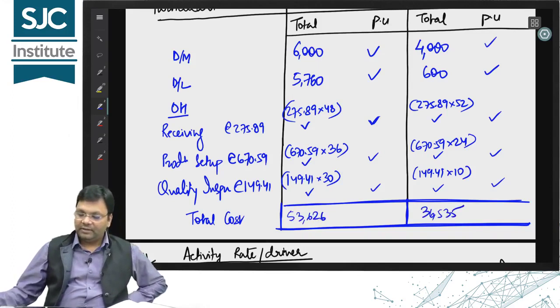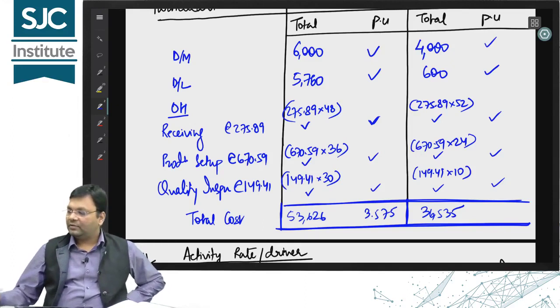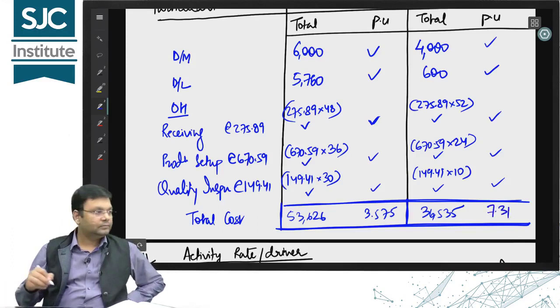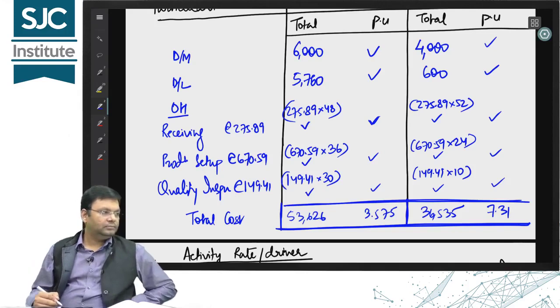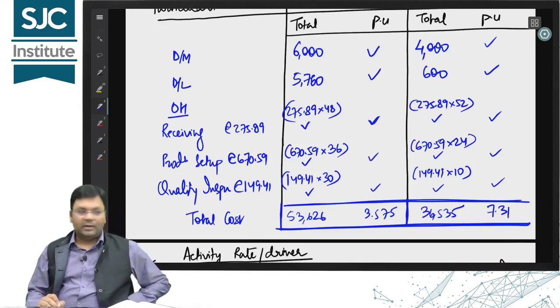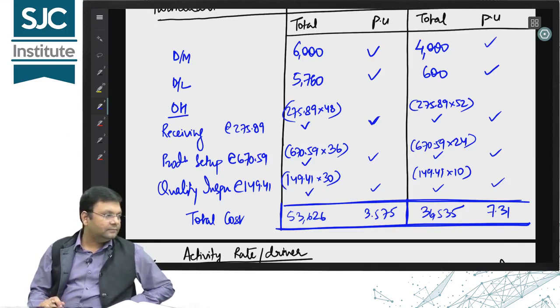Now divide it by units to get per unit. Divide by 15,000 is 3.575, and here it is 36,535 divided by 5,000 is 7.31. Alright, I've just rounded it off.